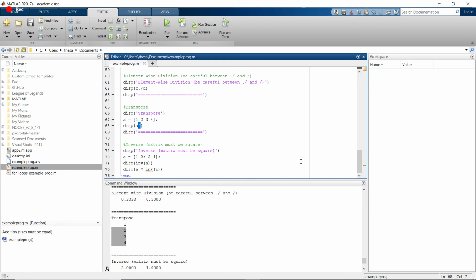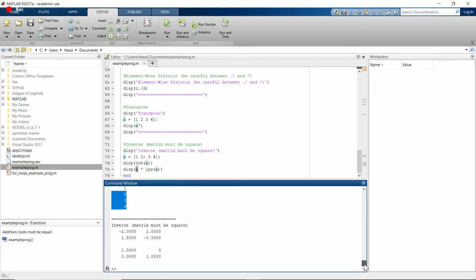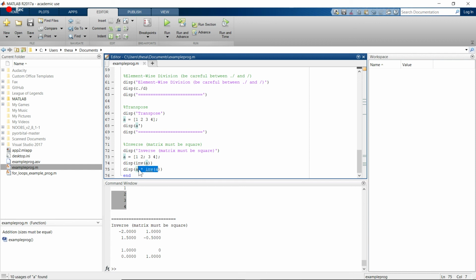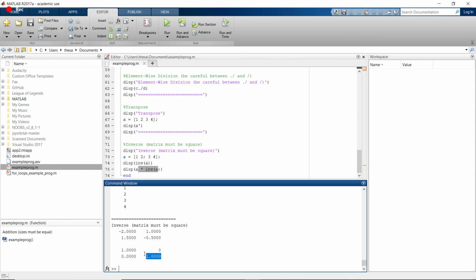And then the final operation I want to show you guys is the inverse. In MATLAB, the only matrices you take inverses of are square matrices. So we can do inverse of A by doing this command, inverse of A. And you can check to make sure that the inverse was taken correctly by multiplying by the original matrix, because we know if we multiply a matrix by its inverse, we should get an identity matrix. So if we do the inverse of A and multiply it by the original matrix itself, we do indeed get an output of an identity matrix.